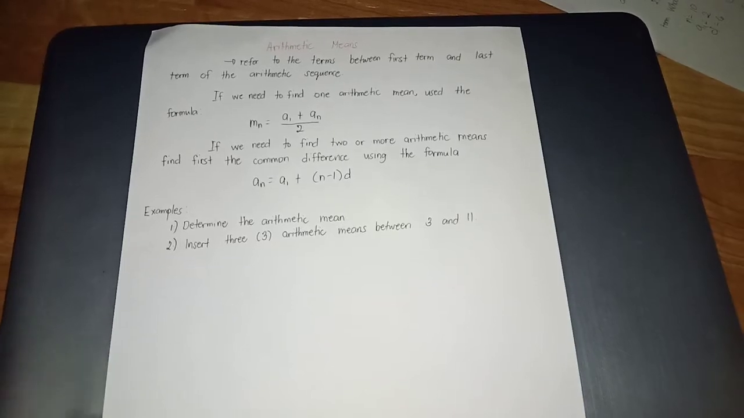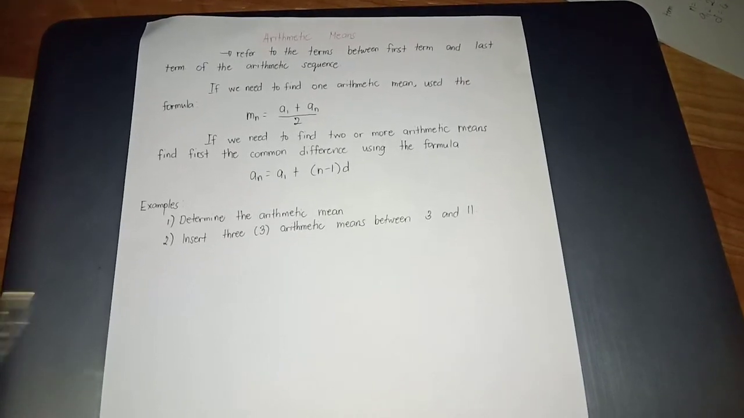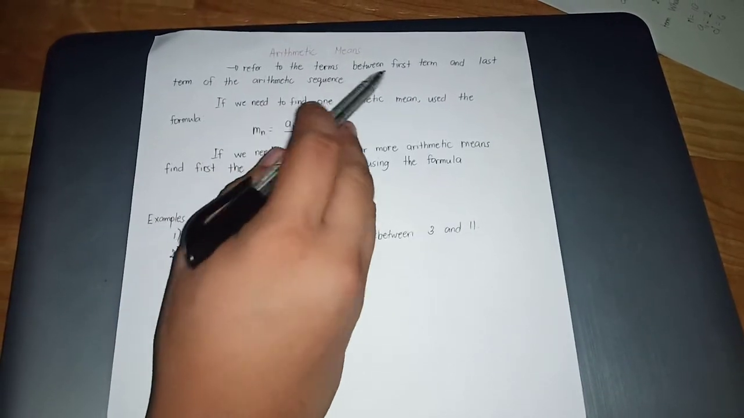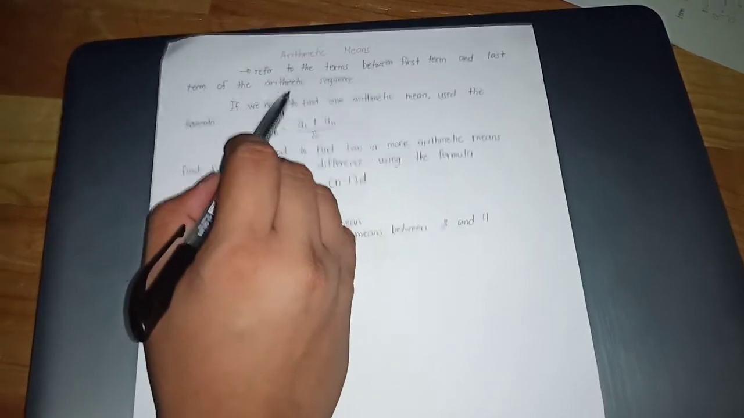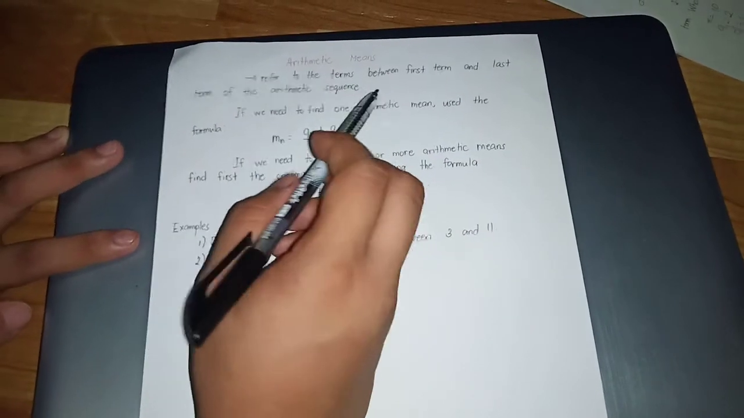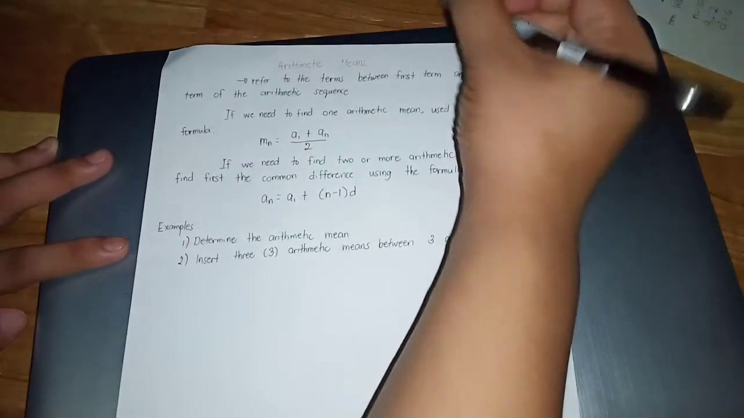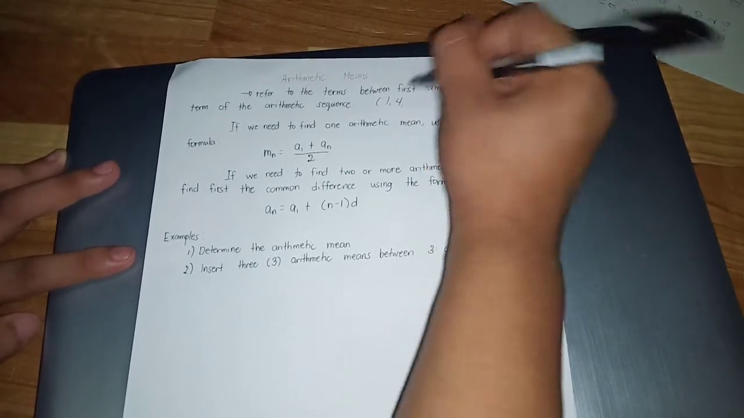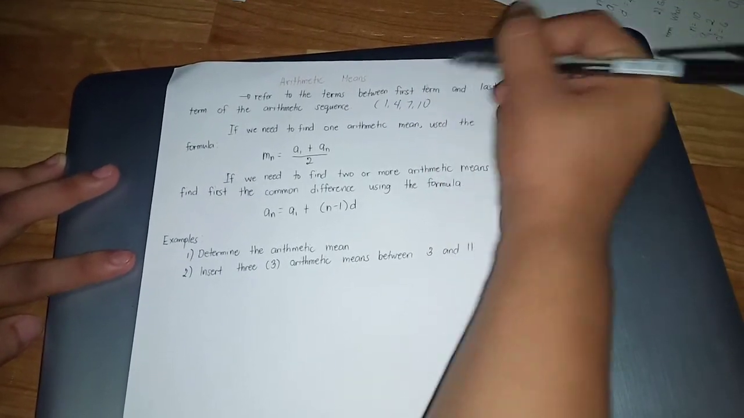About arithmetic means. If we are going to define it, arithmetic means refers to the terms between the first term and the last term of the arithmetic sequence. For example, I have here an arithmetic sequence: 1, 4, 7, and 10.